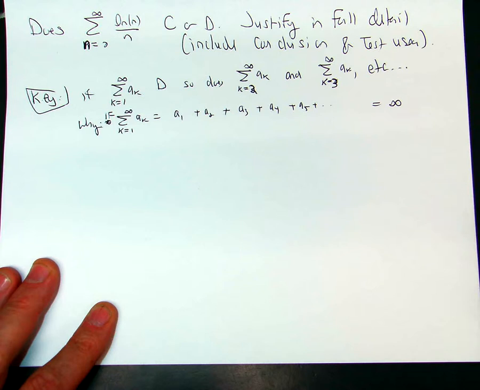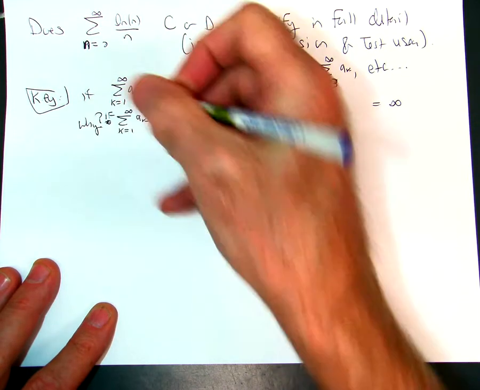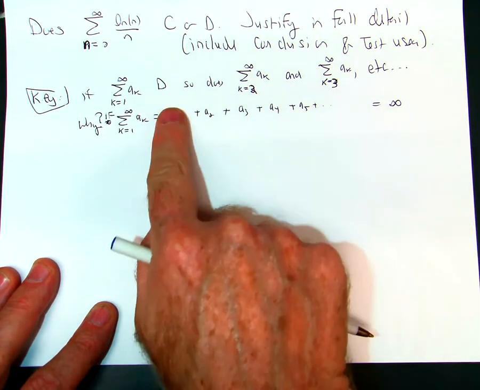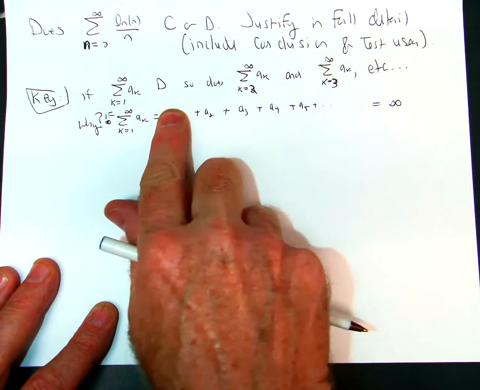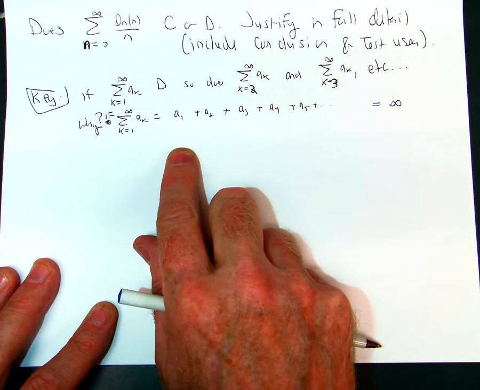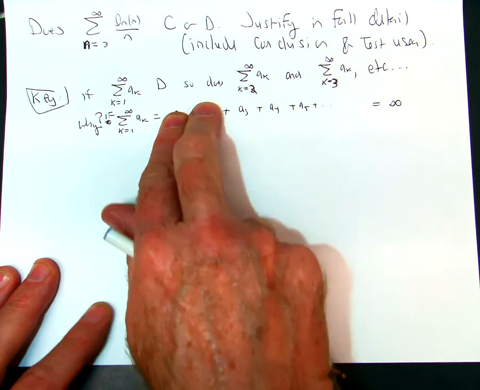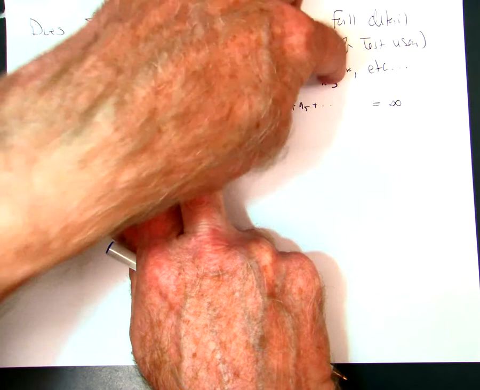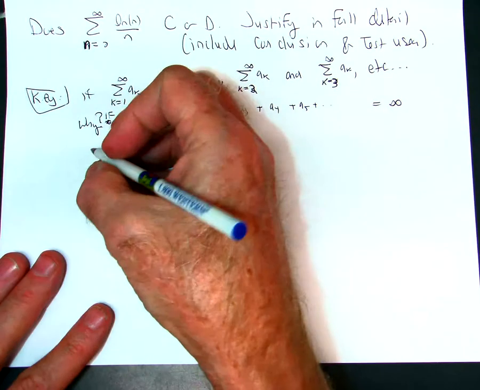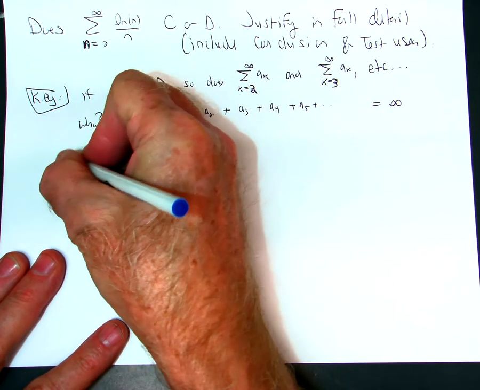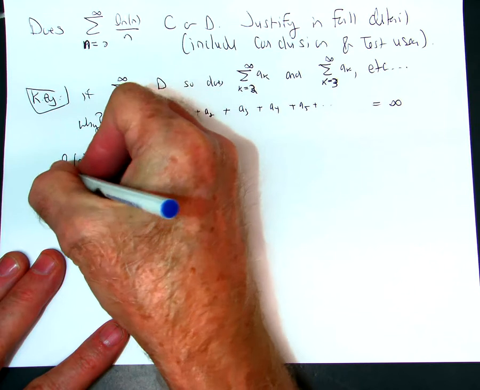Well, why is that? Well, if this is equal to infinity, so is that. Well, that's that series. Just taking away one term doesn't change the fact that it's infinite, nor does taking away two terms, and this series here is this series. That's the key. So my observation is that I'm going to compare natural log n to n.